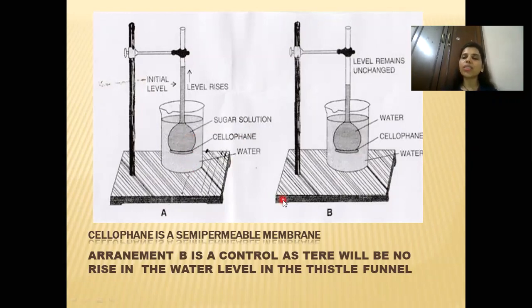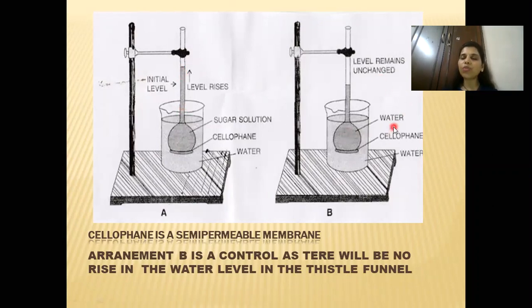So where do you think the change will be seen? Yes, you are right, it will be seen in arrangement A, where the level of water will rise. The reason is endosmosis is taking place, as this is a hypotonic solution. The water from outside, where the concentration of water is higher, will move to the lower concentration area, and that's the reason the water level will rise.